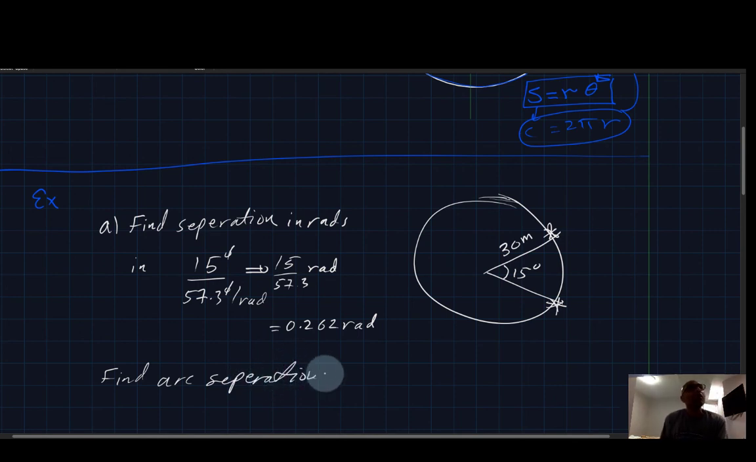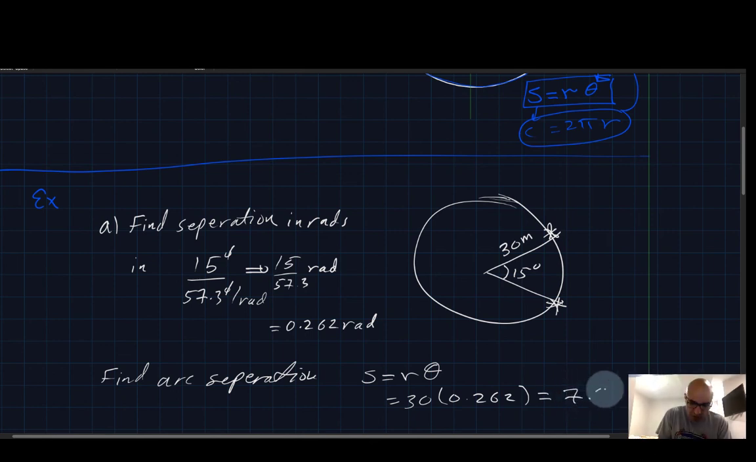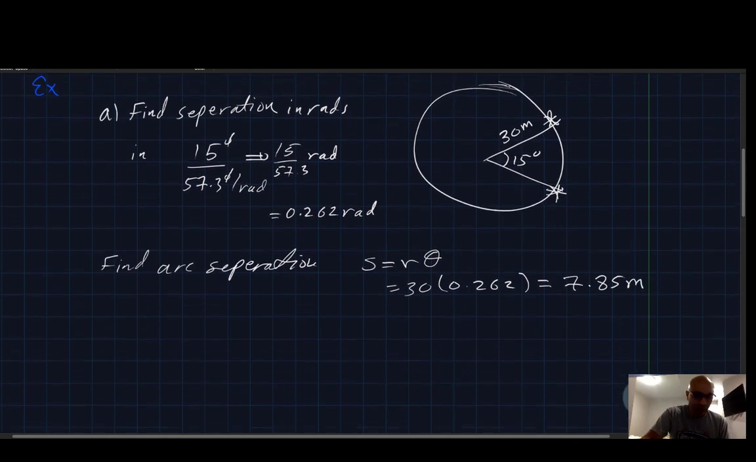Find the arc separation between the two cars. Okay, that's S. S is equal to R times theta, and R is equal to 30 meters, and theta is 0.262. And if you do this calculation, you will find the arc separation between them is 7.85 meters. Perfect. Okay. All right.